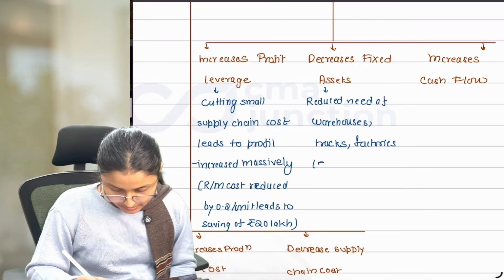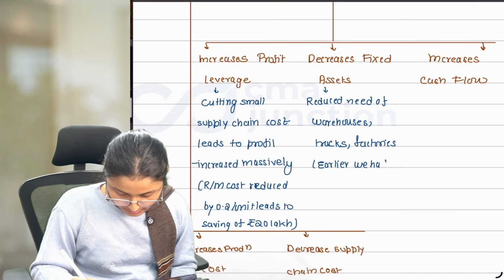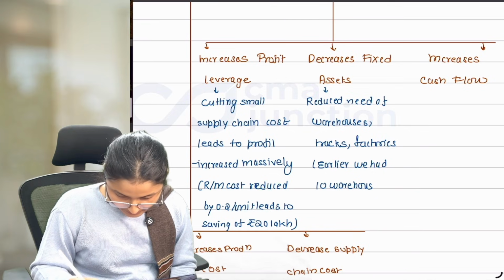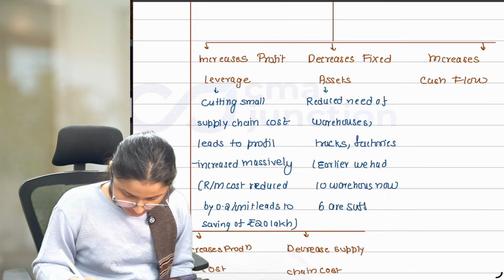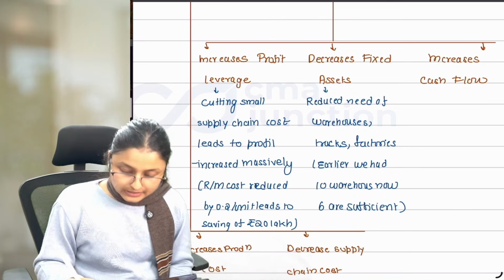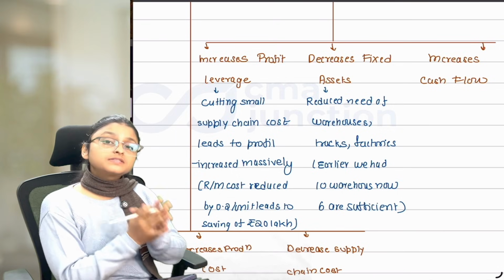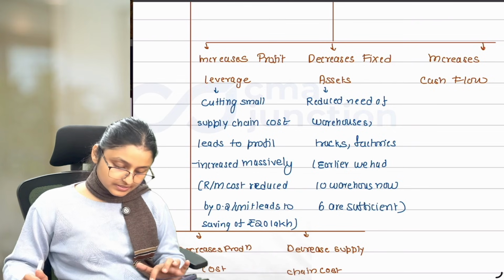Like earlier we had 10 warehouses. Now 6 are sufficient. Earlier we used to use 10 warehouses for holding or storing our products. Now we can do the same work through 6 warehouses. So it leads to decrease in fixed assets.